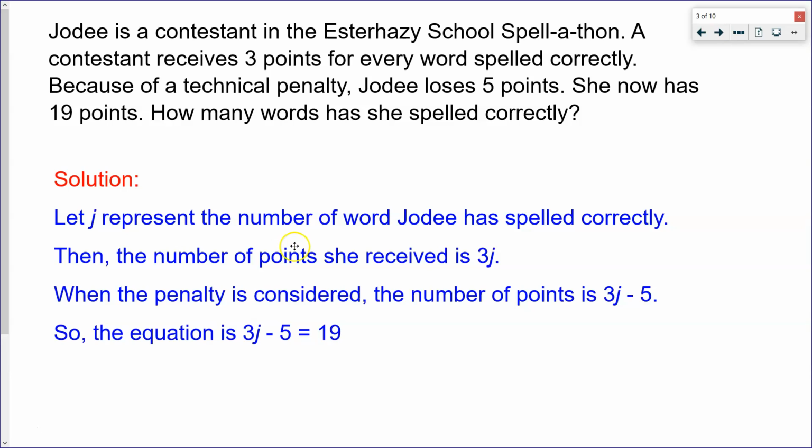So we're going to let J represent the number of words Jody spelled correctly. We're going to use a J because of Jody in this case. More often than not, you'll see an X instead, but I just wanted to show you that it could be any letter of the alphabet.